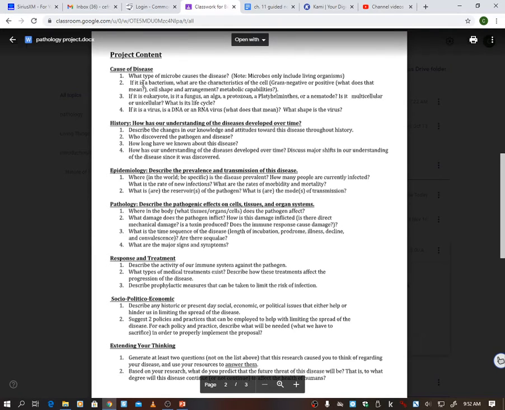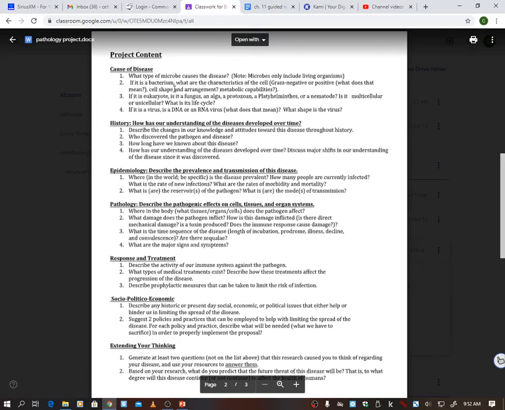If it's a microbe, it could be a bacterium. So what are the characteristics of the cell? A bacteria can be gram-negative or gram-positive, and we will eventually do notes that talk about that. But what does that mean? You're going to have to research that. If you decide to do the plague, that was a bacteria. So you're going to have to look that up on Google and be like, okay, is it gram-positive or gram-negative? And then figure out and tell us what that means. Put that in your slideshow.